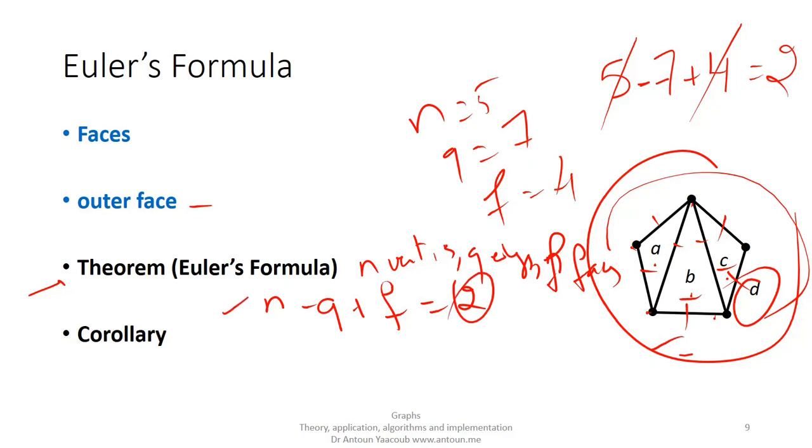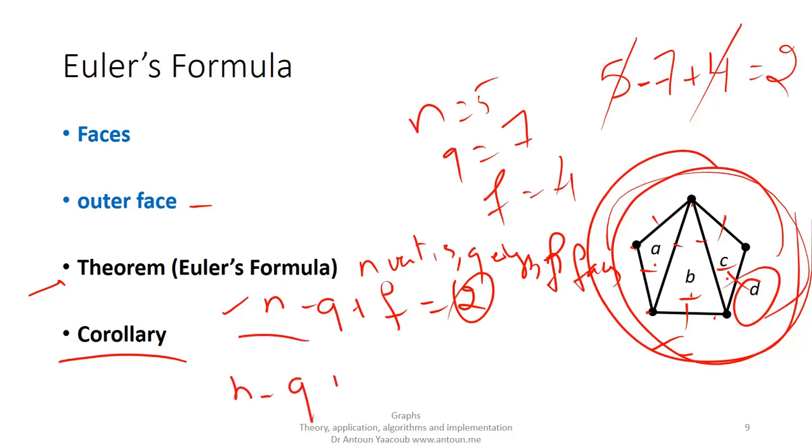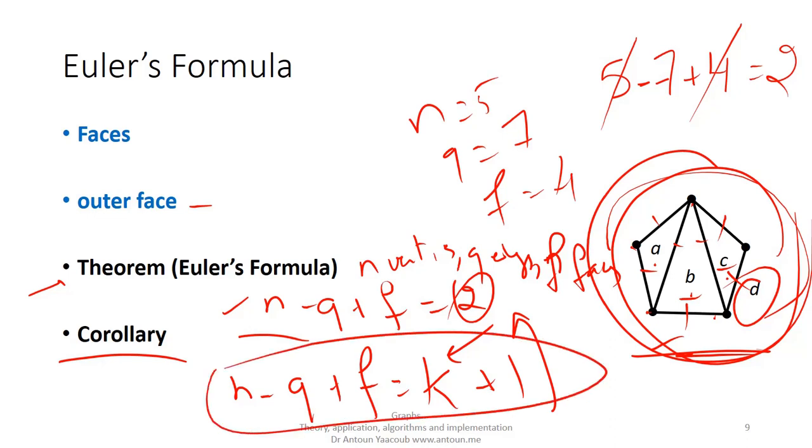And this is true whenever the graph is connected. When the graph is not connected, so it has multiple connected components, the formula would be like this: n minus q plus f is equal to k plus 1, where k is the number of connected components. So in our case, k is equal to 1, so we will have the same formula. However, if we have multiple connected components, this is the formula of Euler.